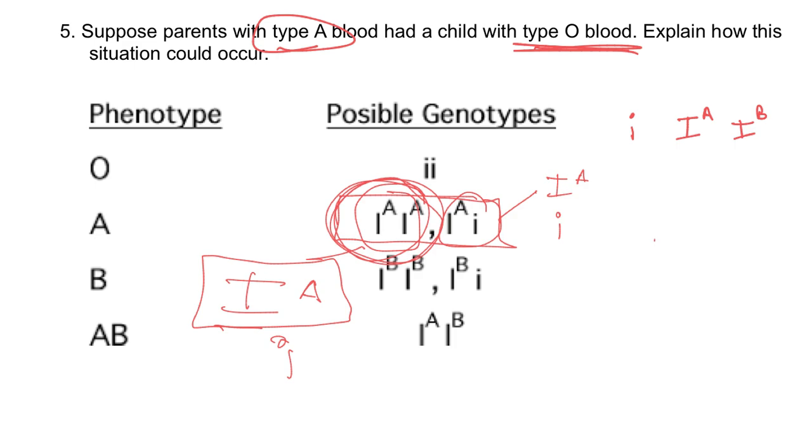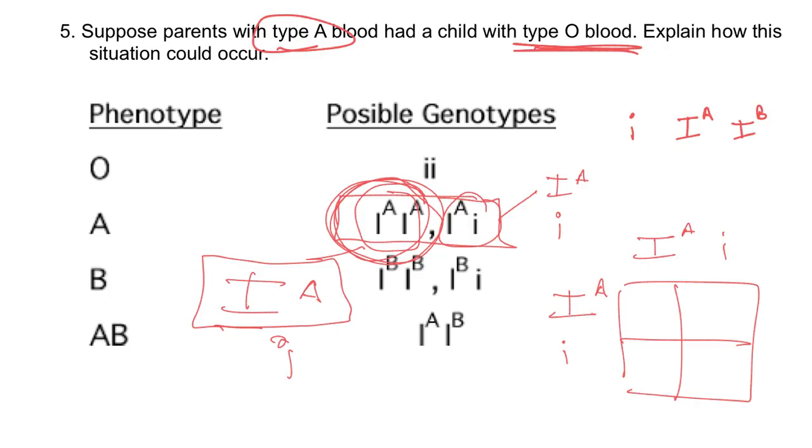So both parents would have to be heterozygous for type A. Okay, so if you do that cross, you end up with a 25% chance of an O-type blood. So it is absolutely possible. But both parents, even though they're both type A, they would have to be heterozygous type A.